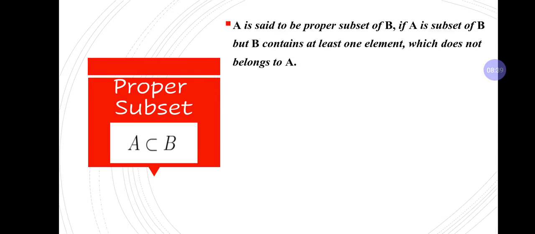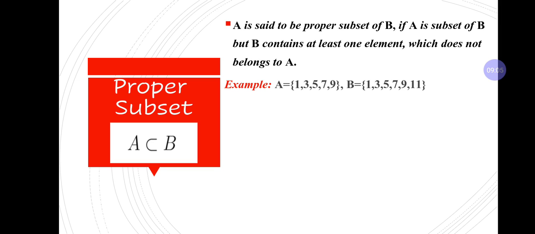Now proper subset. A is said to be a proper subset of B if A is a subset of B but B contains at least one element which does not belong to A. And we will read it as A is a proper subset of B. Here is the symbol for proper subset.